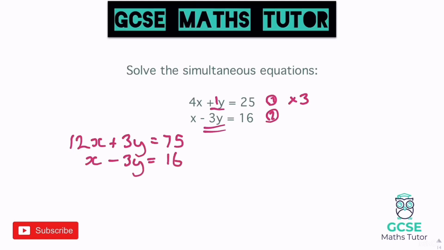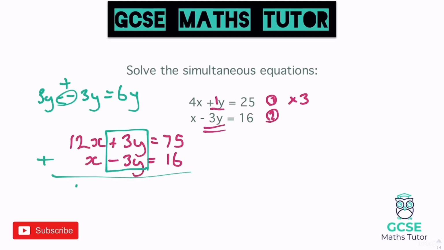Now at this point I have the option, I can either add these two together or I can subtract them away from each other, but I want this 3y in the middle to get eliminated. Now if we think about the logic here, if I was to do 3y take away negative 3y, that would become a plus and I'd end up with 6y. So taking them away is not going to work, I'm going to have to add them together. 3y add negative 3y becomes 0. So if we add these two equations together, we get 13x equals 91.